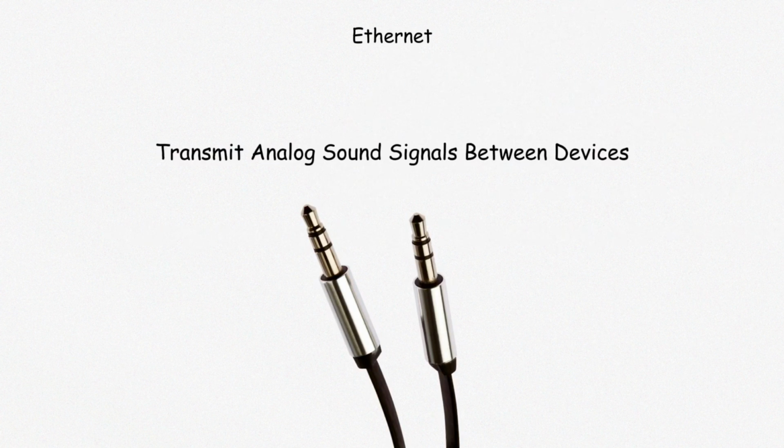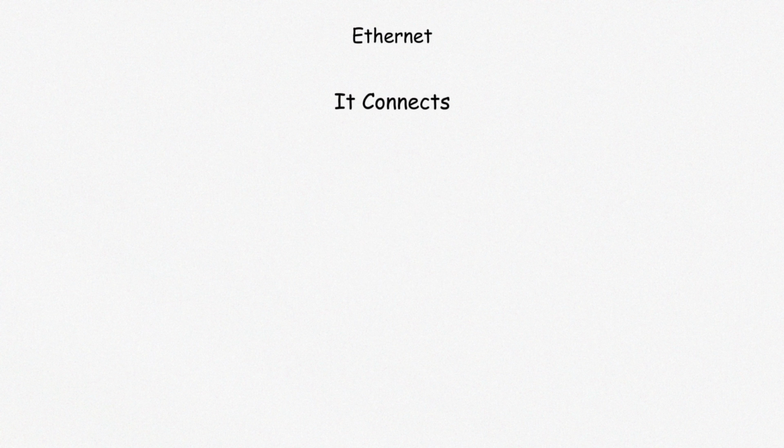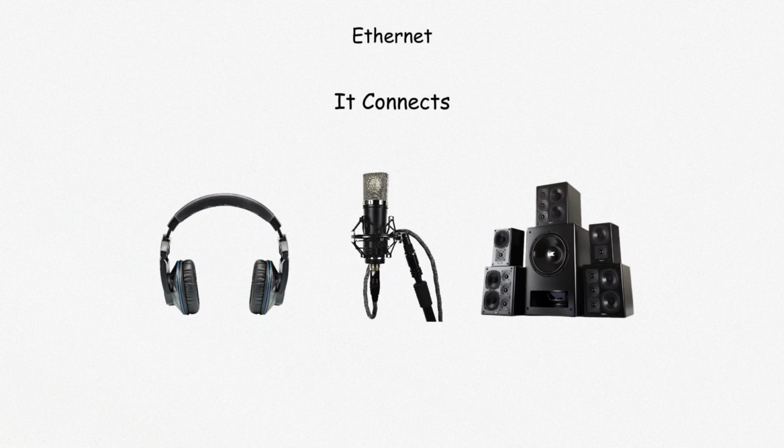Audio jacks transmit analog sound signals between devices. The most common type is the 3.5mm jack, also known as a headphone jack. It connects headphones, microphones, and speakers to a computer.